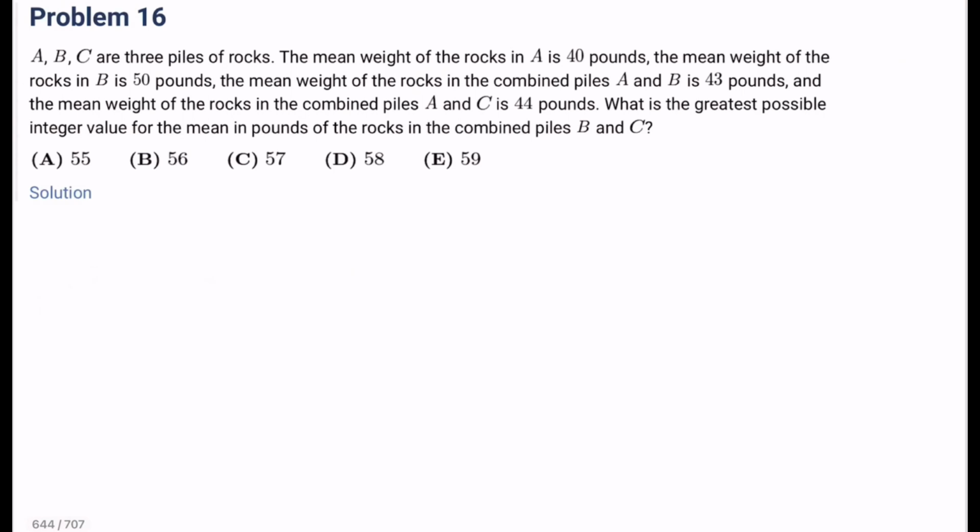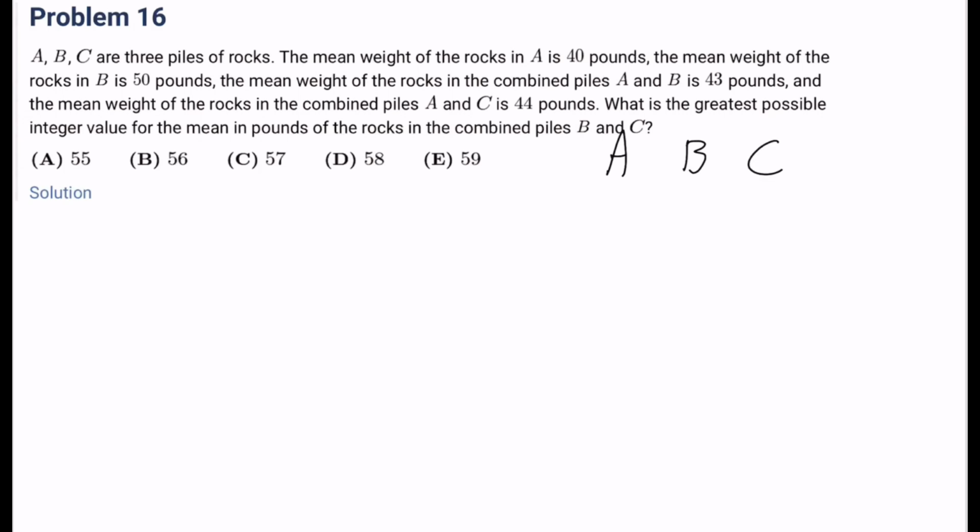Number 16. A, B, C are 3 piles of rocks. The mean weight of the rocks in A is 40 pounds. The mean weight of the rocks in B is 50 pounds. The mean weight of the rocks in the combined piles A and B is 43 pounds. And the mean weight of the rocks in the combined piles A and C is 44 pounds. What is the greatest possible integer value for the mean weight in pounds of rocks in the combined piles B and C? Okay, so we have piles A, B, and C.